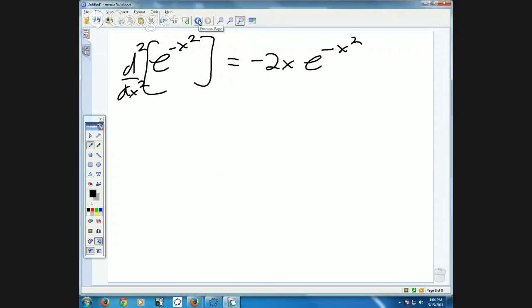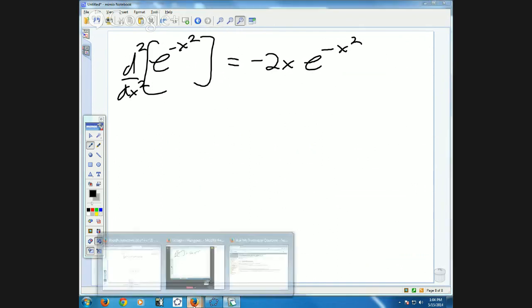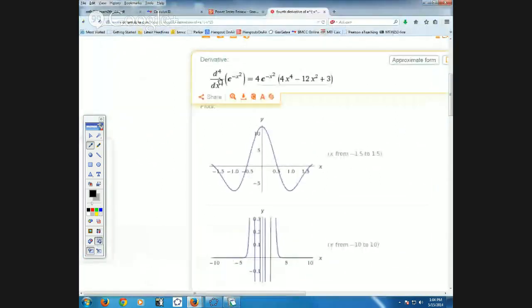So what I just did there is I took the derivative of e to the negative x squared. That is the first derivative. So that means I only have 3 more derivatives to go. So what I should have done is the third derivative. So one more time.